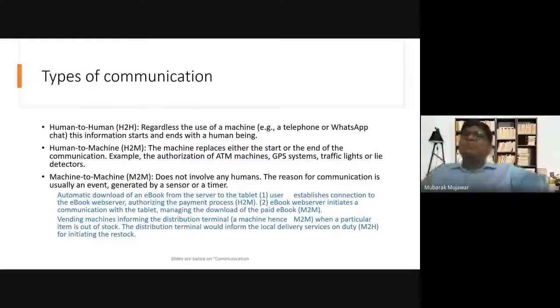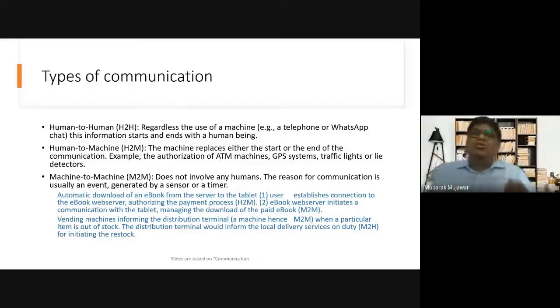Another example is we use GPS systems. We put in some values, we put in some location, and the GPS machine gives us instructions on how to navigate. The next example is traffic lights or perhaps lie detectors. Signals or instructions are given by traffic lights and followed by human beings. Or in lie detectors, signals are captured from a human being and assessed by the lie detector. So these are some of the communications where the communication is occurring between human and machine. So it is human to machine communication.